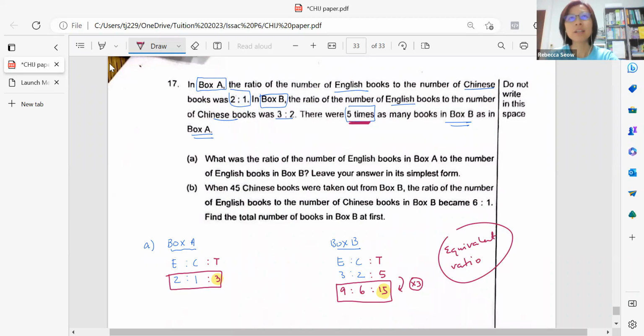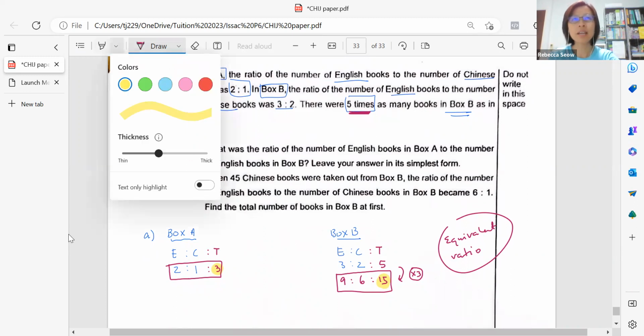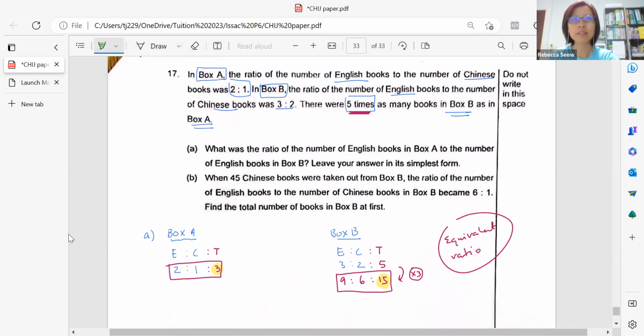Okay, now looking at this, what's the ratio of the number of English books in A? So number of English books in A, that would mean we are looking at this to the number of English books in B. Therefore, our answer would be 2:9.